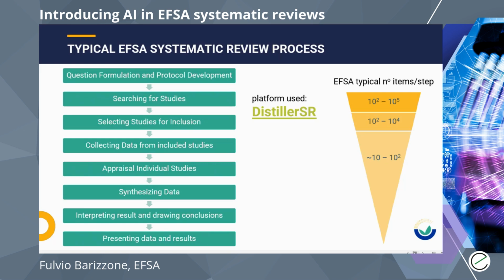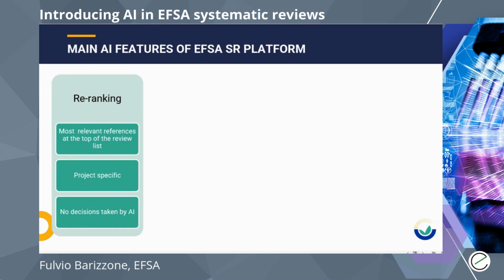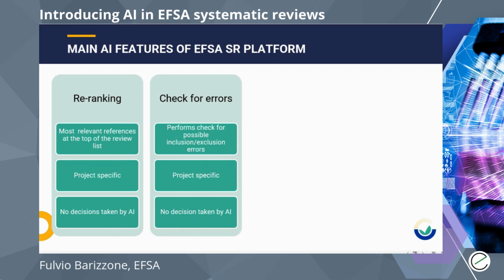So at the moment, in the system, we are already applying some AI in four main steps. We can use AI when re-ranking the references that we have to review, so that we put at the top of the list the ones that are more likely to be selected for inclusion. This is at the level of the screening phase. Also, we can check for errors when we have finished the screening process, to highlight some possible references that would have been mistakenly classified. Those two functions do not take any decision. There is no decision taken by the AI on the references.